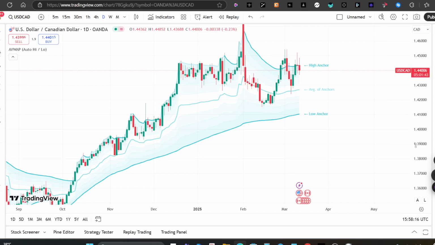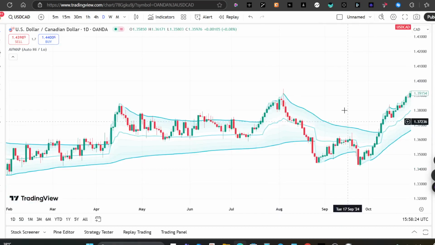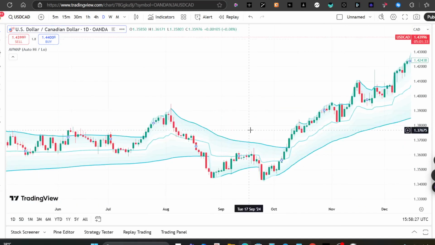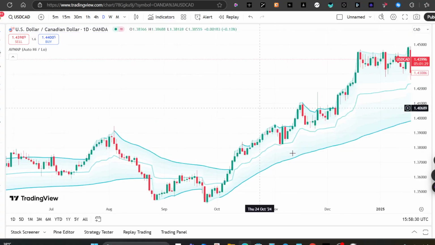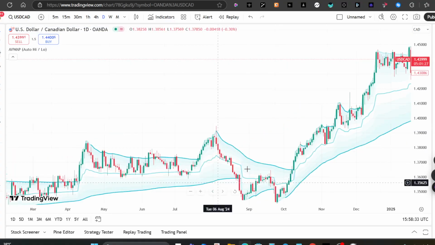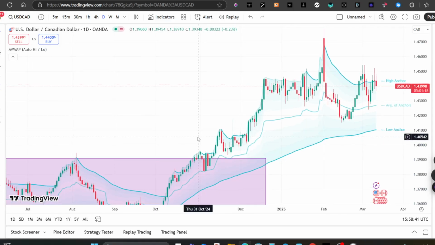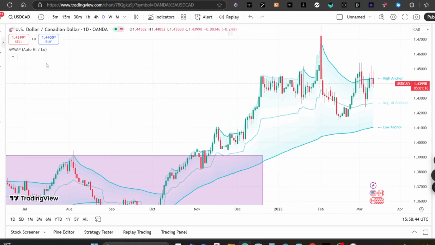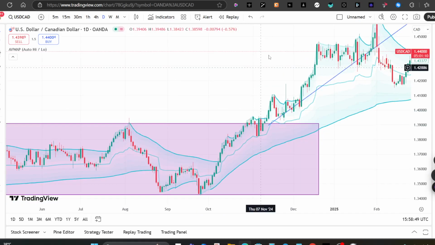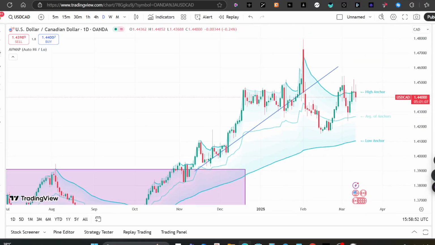So when price consolidates within the anchored VWAP and then breaks in one direction, you can see this was an example of a consolidation, and then we had a breakout. If it breaks in the upward direction, it can signal a strong bullish breakout, and I might want to look for bullish opportunities. If it breaks out in the downward direction, I want to look for bearish opportunities. By understanding how price reacts around the anchored VWAP, traders can avoid weak setups and focus only on high quality trades.